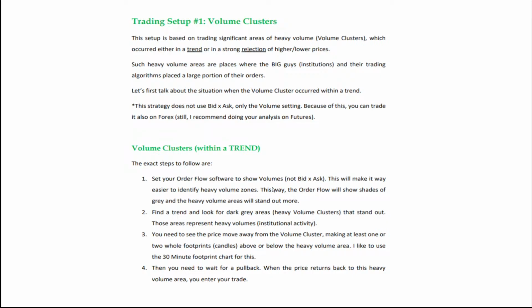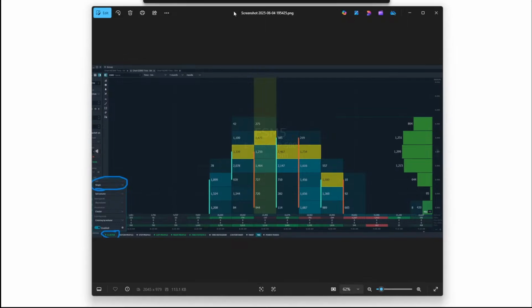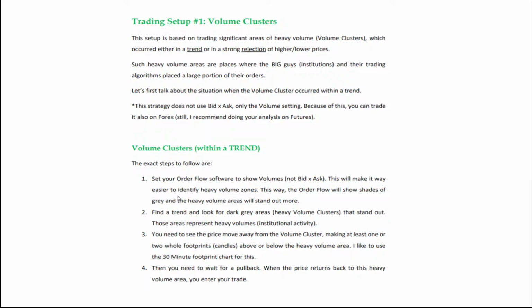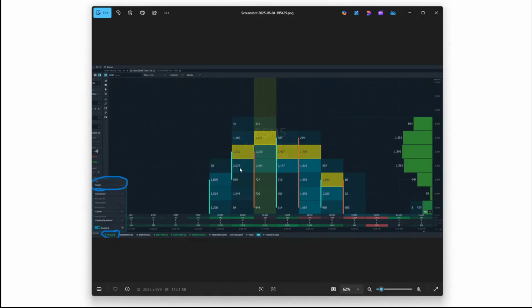So you're going to set your order flow software to volumes, just like I showed you guys. I'll pull it up again really quickly. In ours, it's called single, not volume, but same thing. It makes it easier to identify the heavy volume zones. This way, the order flow will show shades of gray in heavy volume areas. For ours, it doesn't show gray. It'll be darker, blue, green, whatever. And then also, of course, our POCs are going to be the heaviest volume traded, and those will be yellow.